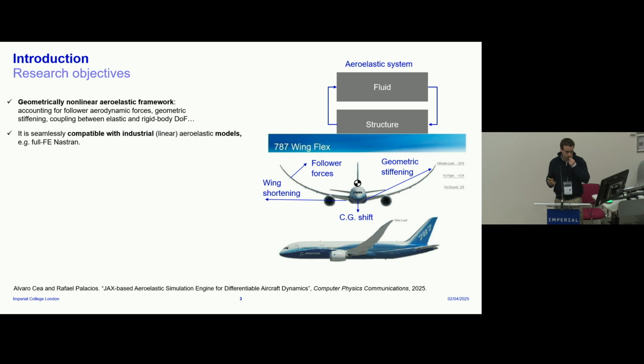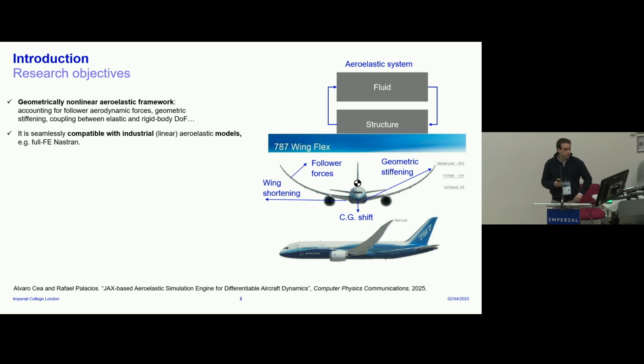These are some examples of these nonlinearities. The aerodynamic forces follow the structure. This doesn't happen in a linear analysis. We have wing shortening, where you see the wings going up and getting shorter in span. We also have the CG, for example, that shifts, and also geometric stiffening. So the stress distribution changes, and that changes the way the wings react.